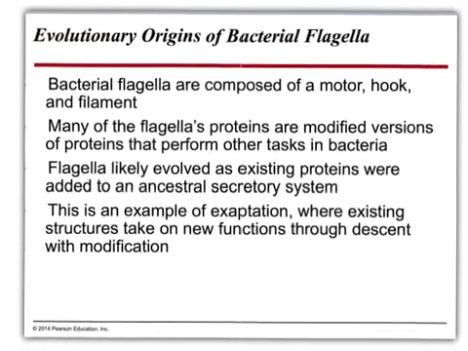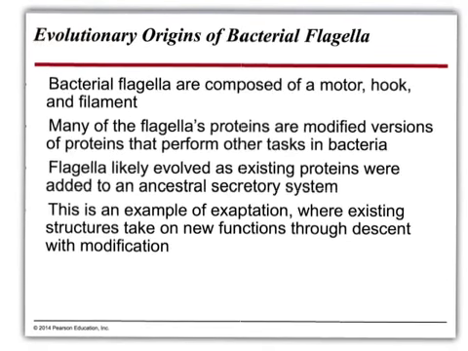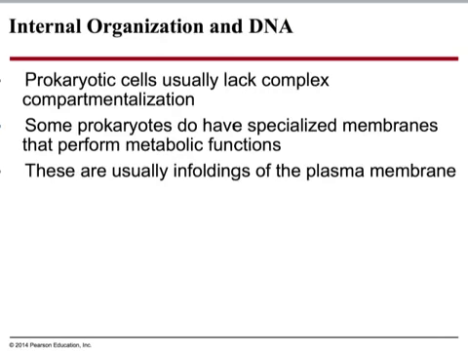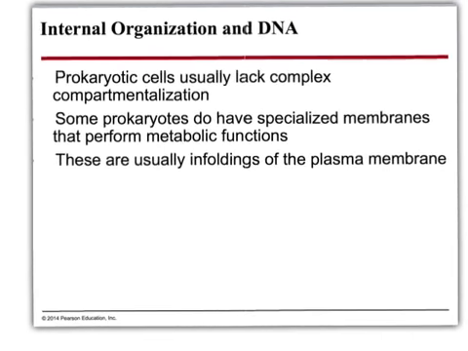So your motor, hook, and filament. There are modified versions of proteins that perform other tasks. It likely evolved as existing proteins were added to the ancestral secretory system. What does that mean? Don't worry about it. It's just showing the evolution of it, where it came from. And this is an example of exaptation, where existing structures take on new functions. They're saying that in some way there was some function of the cell that the flagella proteins did, but then they changed their function over time. We'll stop there.